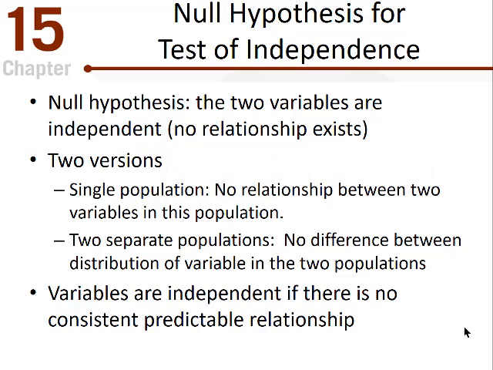And there are 2 different versions. So you can have a single population and say no relationship between the 2 variables in this population exists, or 2 separate populations, no difference between distribution of the variable in the 2 populations. So you can say that the variables are independent if there is no consistent, predictable relationship.